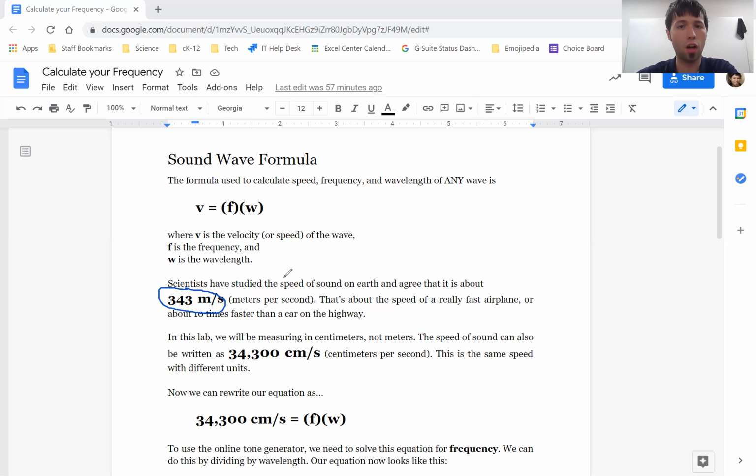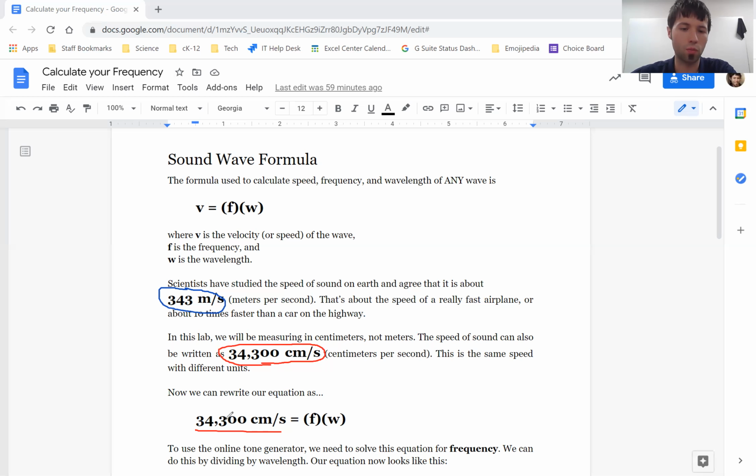Now you guys are going to be measuring your objects in centimeters. So the value that we're actually going to use is 34,300 centimeters per second. So the number seems bigger, but it's the same speed. It's bigger because we're using centimeters, which are 100 times smaller than meters. So knowing that the speed of sound is 34,300 centimeters per second, our formula will actually change. So I'm going to replace velocity with the number that we've talked about here, right in that part of the equation. So same equation, I just replaced velocity with 34,300. Okay, so 34,300 equals frequency times wavelength.